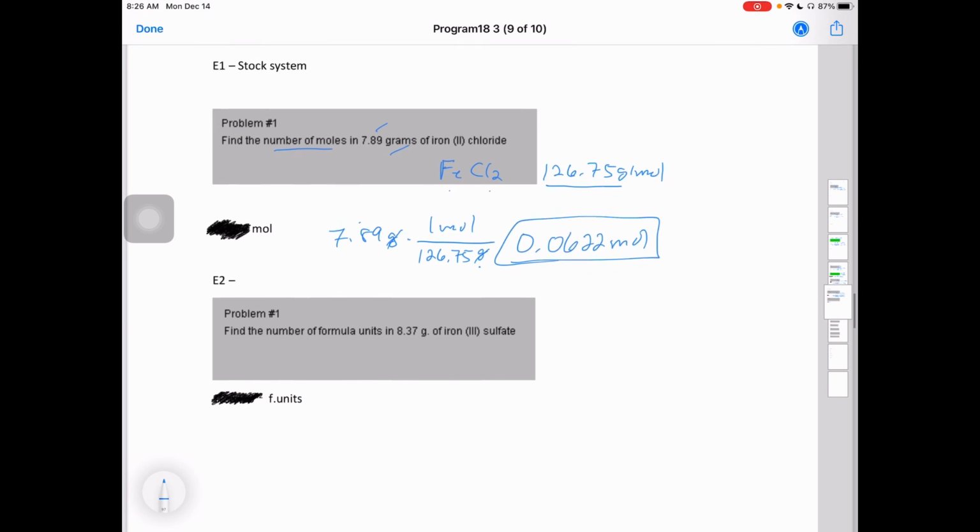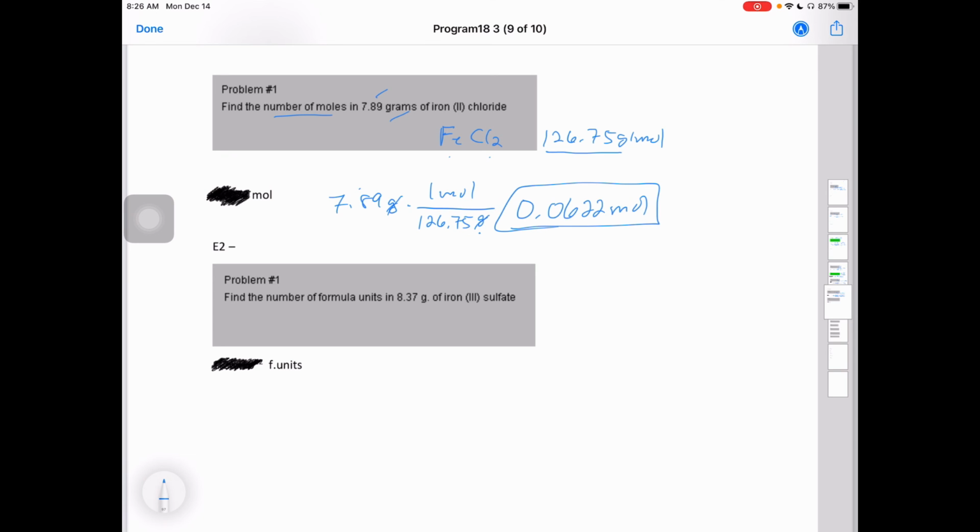And then do the same thing. Pause this one. Iron 3 sulfate. Iron is a plus 3, sulfate's a minus 2. Fe2(SO4)3. And 2 times iron plus 3 times sulfate will give you 399.91 grams per mole.